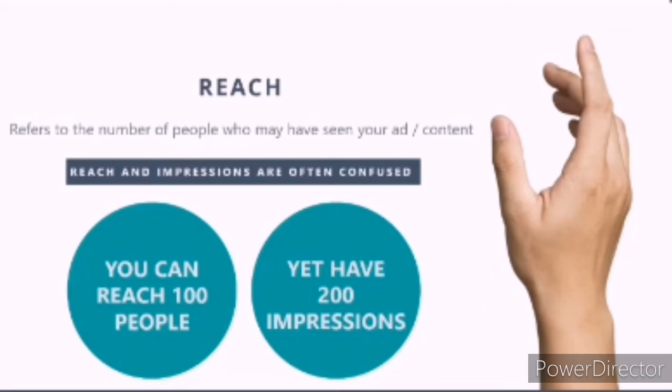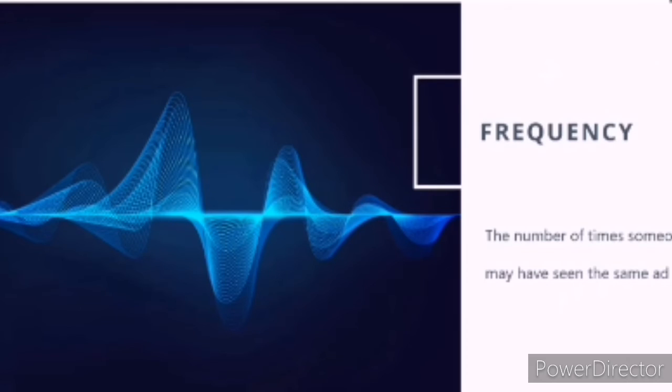Then there is frequency, which is referring to the number of times someone may have seen the same ad. So if we take it back to the previous example with reach and impressions, the frequency there of the 100 people was 2, because they each saw the ad 2 times. Generally, if it gets above 4, then you're running the risk of ad fatigue, which is when someone just doesn't even see your ad anymore, because they've seen it so much they're just blind to it now. And of course, that's not something you want at all.